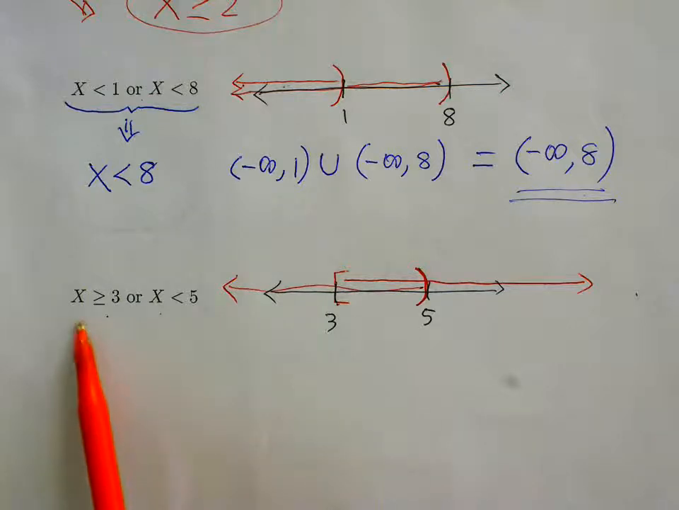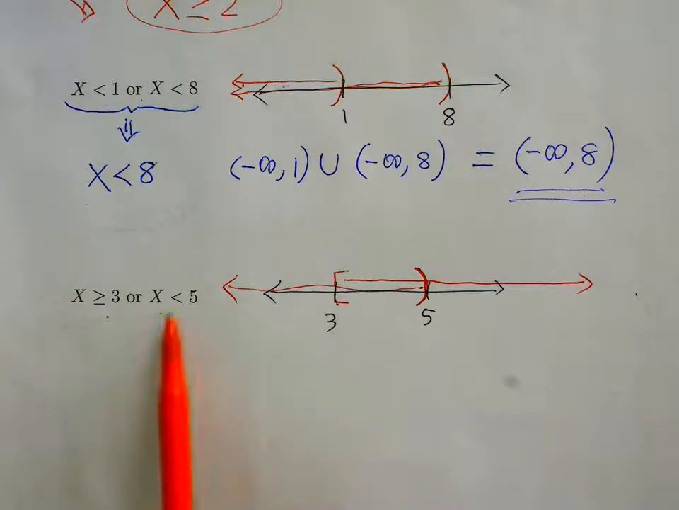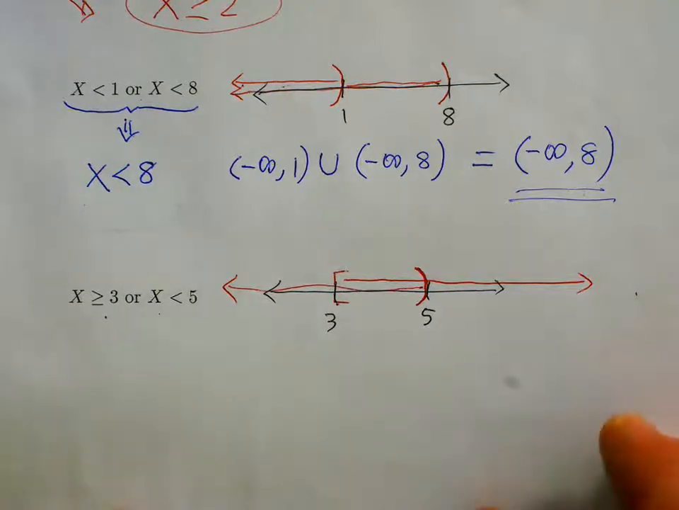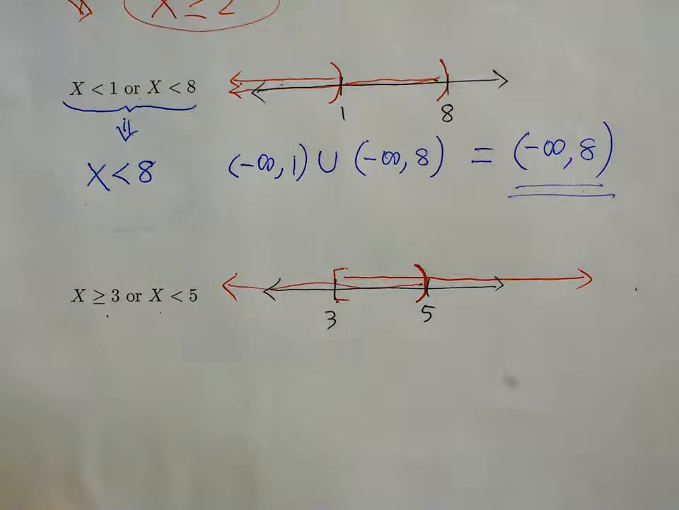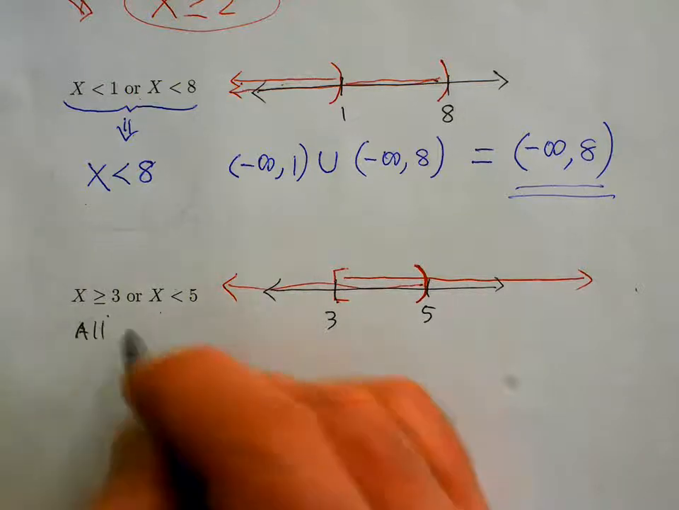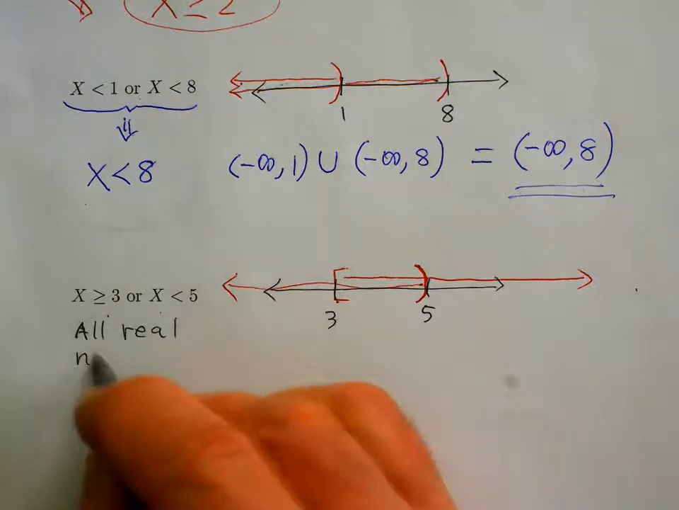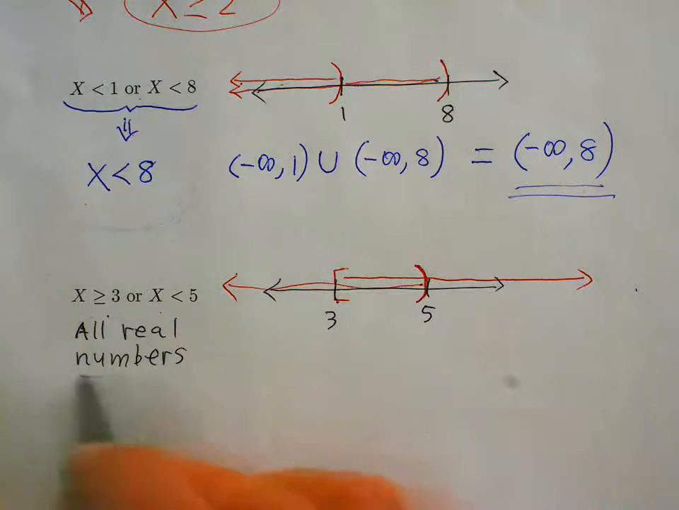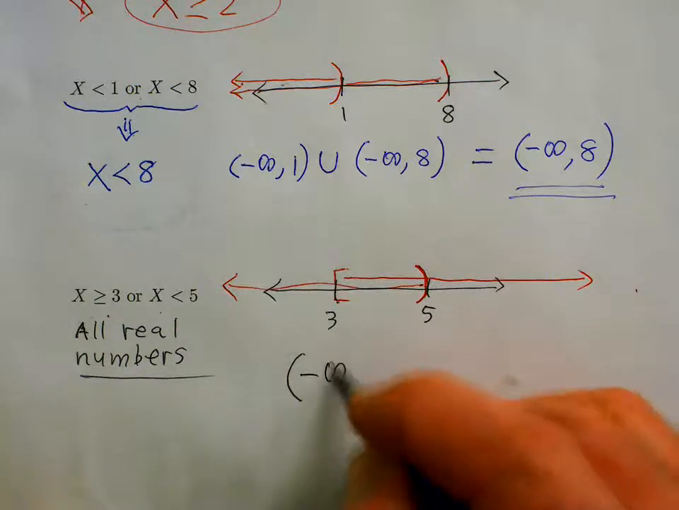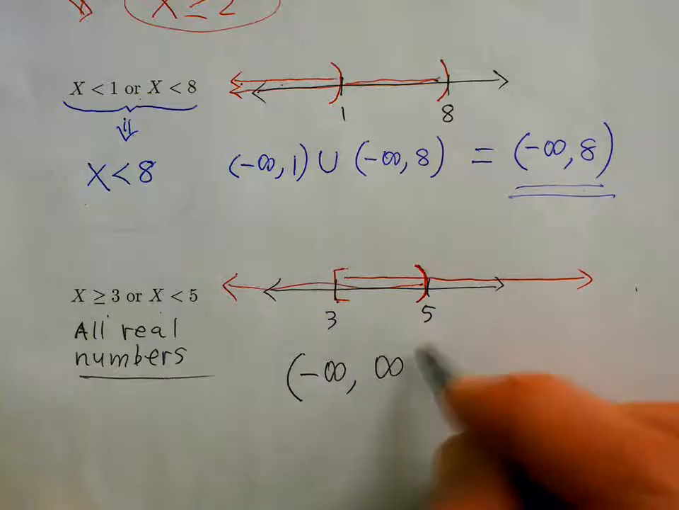So a number is either x greater than or equal to 3 or x is less than 5. Since we're using or, we're combining all of the possibilities. So you can see the entire number line is the solution set. So all real numbers are solutions. So in this case, we just indicate all real numbers. The interval notation for all real numbers is parenthesis negative infinity, comma, infinity.